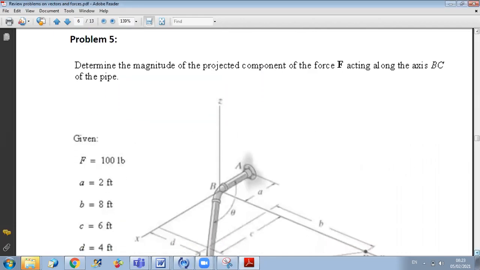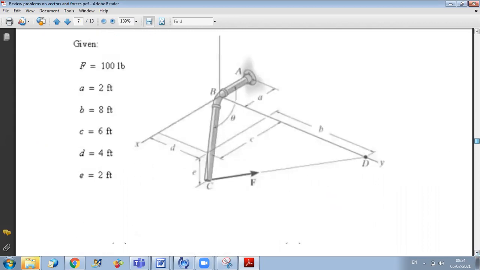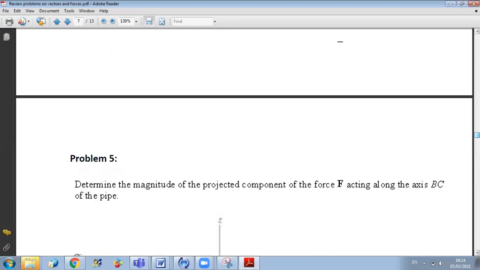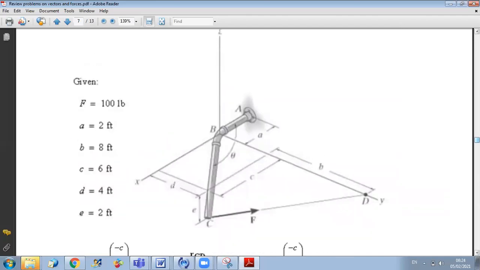Okay, another problem. Determine the magnitude of the projected component of force F acting along BC. Okay, so here it's the same idea. We want to project a force on an axis. So first let us look at the given. What do we know in the figure? We know the magnitude of F, and we know all coordinates. So we need to project F on BC. This is the question, okay?